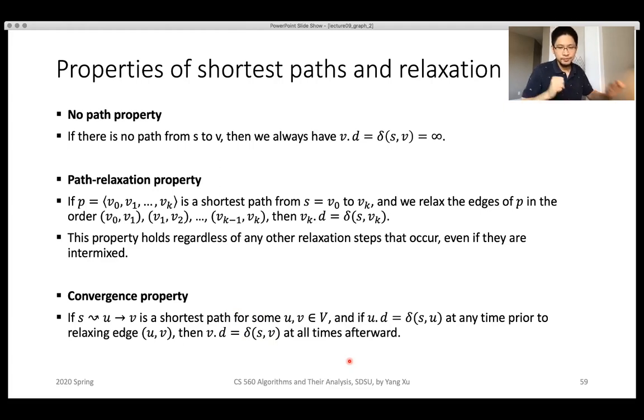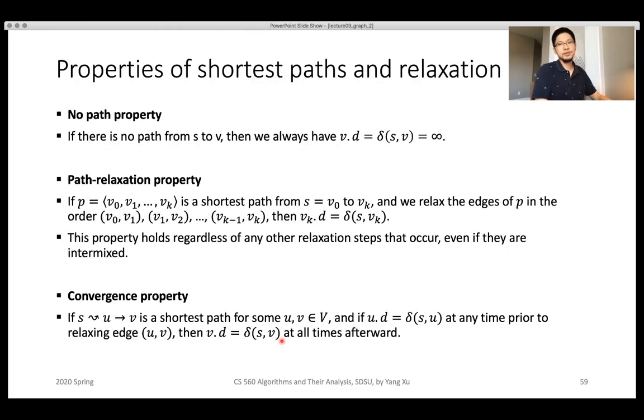Okay, so if before relaxing U and V, the theoretical optimal shortest path of U is already found, then after the edge from U to V is relaxed, the shortest path estimate of V also reaches its optimal value, the shortest path weight. That's the so-called convergence property.